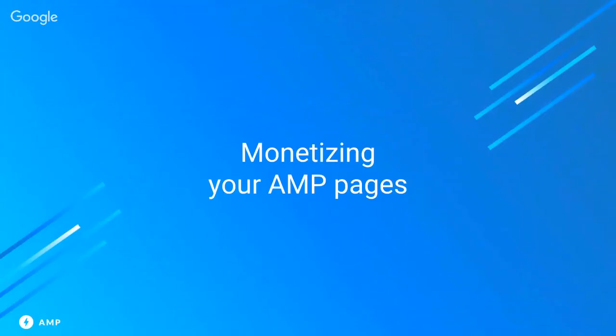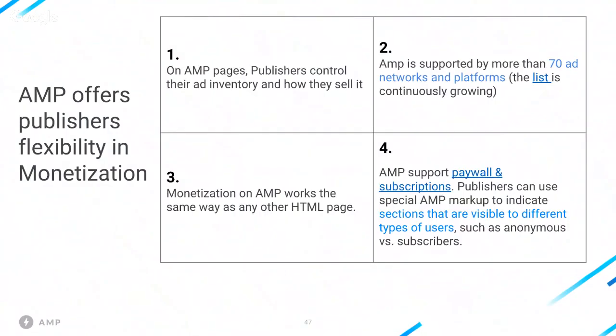Now, the part that you guys are more interested in is monetization. In general, AMP offers publishers flexibility in monetizing their pages. Publishers can control their monetization the same way as with any other HTML page. And the cool thing is that paywall and subscription models are also supported in AMP. Publishers can control who can access which content. For example, you can tag people who pay for a subscription as subscriber and people who don't as anonymous. And then you can dictate, let's say, that this article can only be accessed by subscribers.